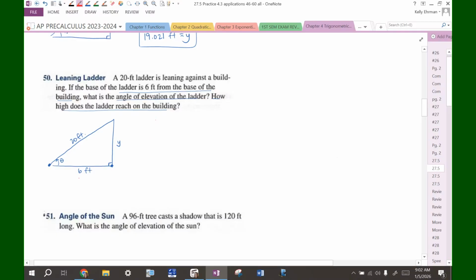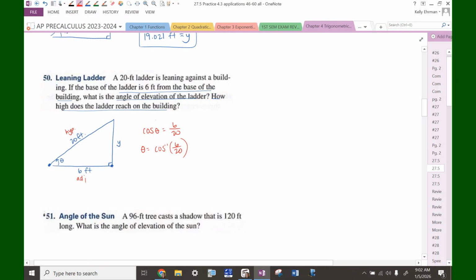I have adjacent and hypotenuse. Now, I could reduce those, but I don't want to because I don't want to accidentally give the reduced answer for y. I'm using a calculator, so it doesn't matter. So this one is cosine of theta equals 6 over 20. And remember, to find theta, you inverse cosine both sides. So you get the inverse cosine of 6 over 20.